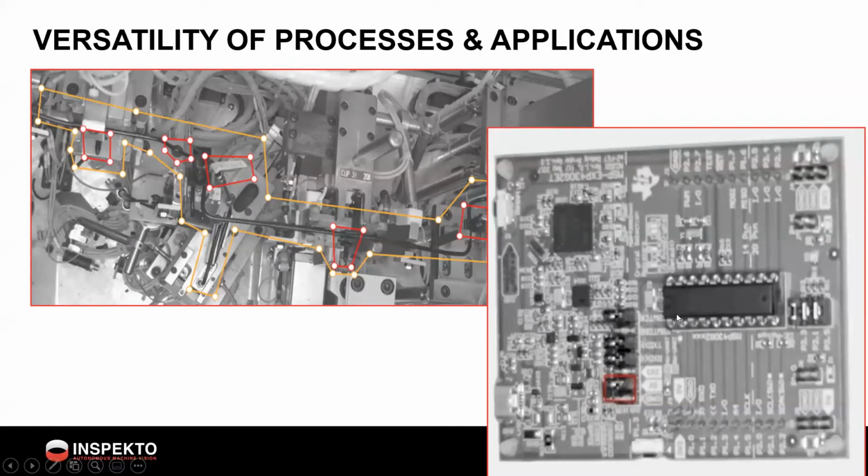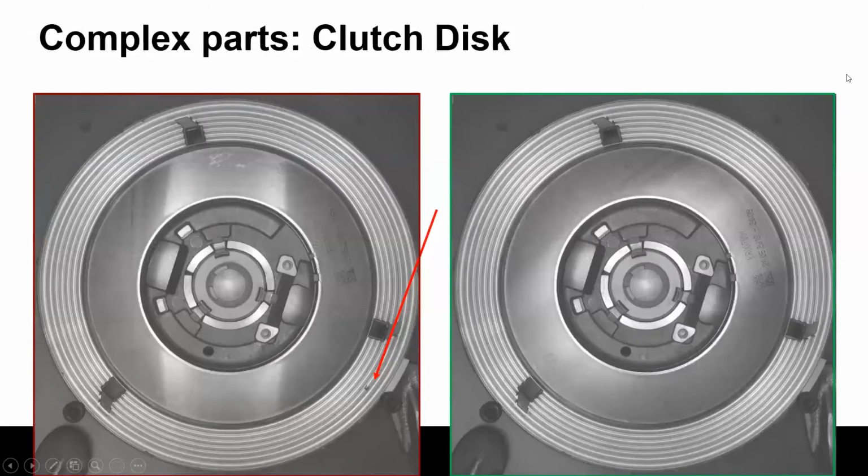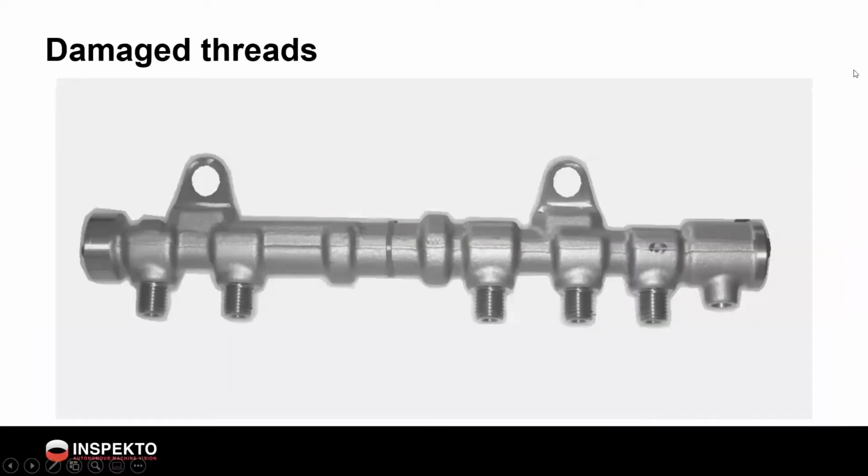Now, on the other hand, if we look to find really small data, we can look at very small parts. It's all about how you set up the camera and the sort of defects that you're looking for. Whether you have complex parts with lots of detail, we can even detect when a bit of dross has fallen into the part. Damaged threads, not a problem.